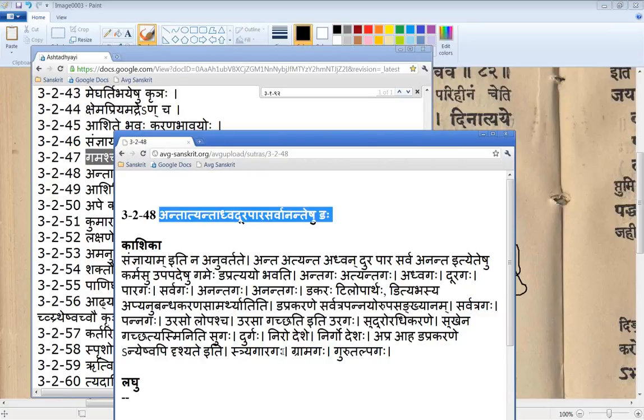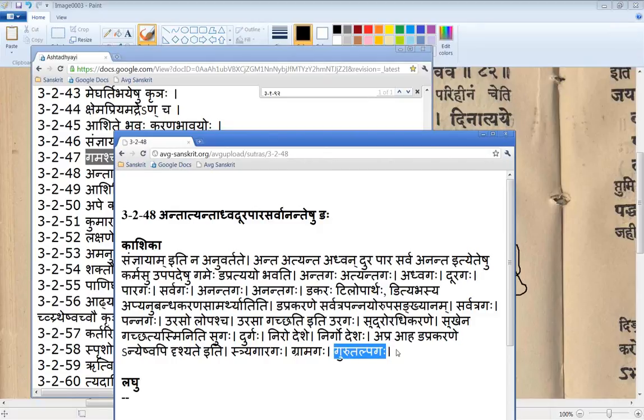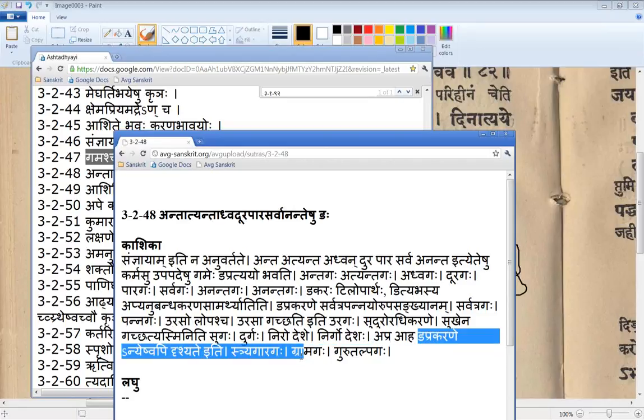Triyagaragaha, one who visits the women's quarters. Gramagaha. Gurutalpagaha. Gurutalpagaha is a very bad word. One who frequents the guru's couch, which means that he has intercourse with the guru's wife. Very bad word. But anyway, so this is apareyaha. Da prakarane anyeshu api drishyate, which means that we can use, so this is the Vartikam extension, so 3-48.